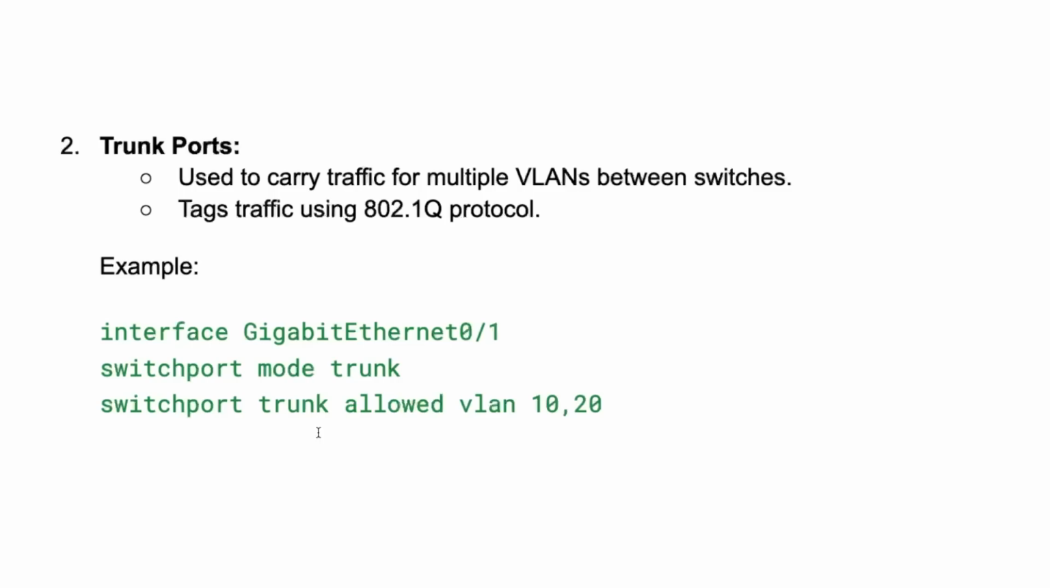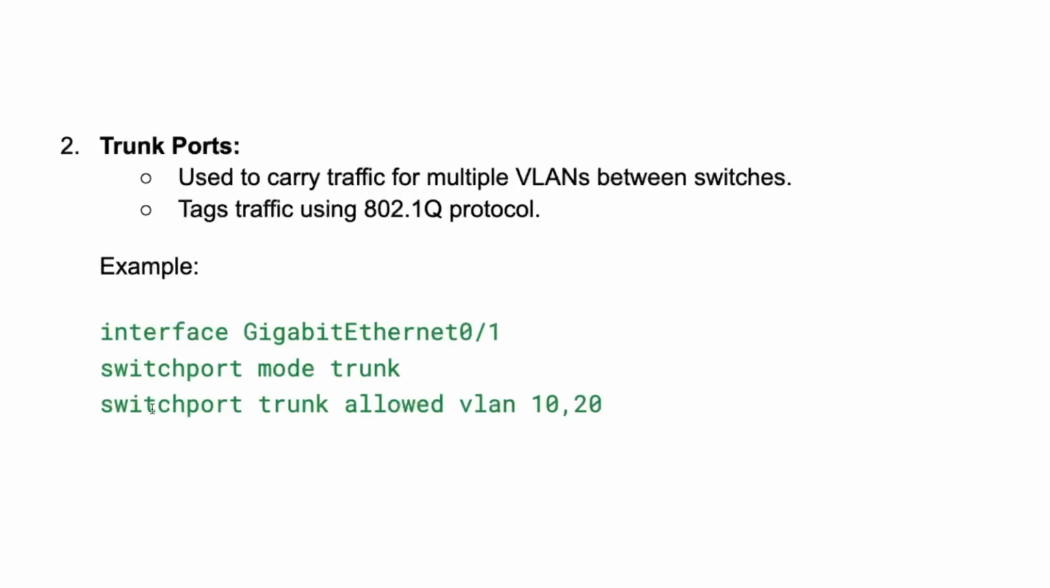This is an example workflow for creating trunking ports. This is used to carry traffic for multiple VLANs between the switches, and it tags the traffic using the 802.1Q protocol. So again, interface, and then we're choosing the interface that we want to work with, and then we're going to switch the port into trunk mode.